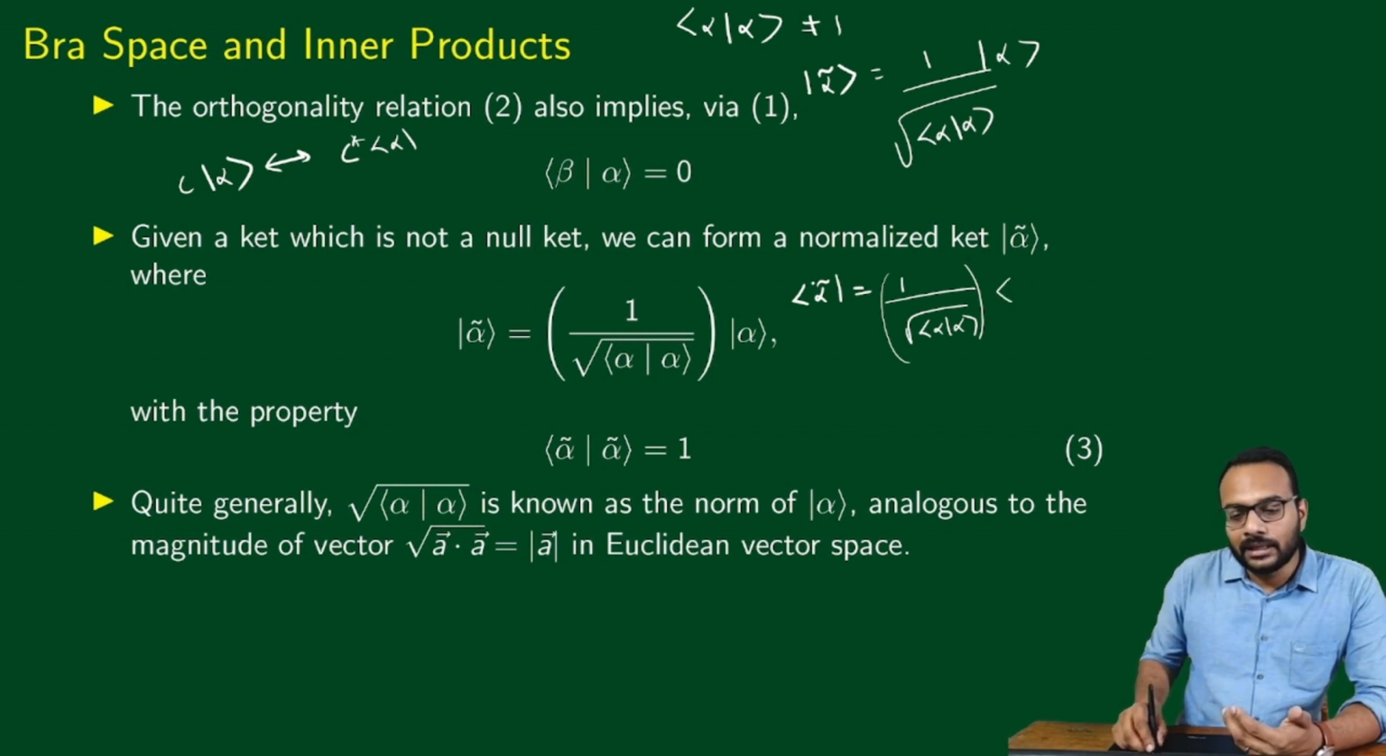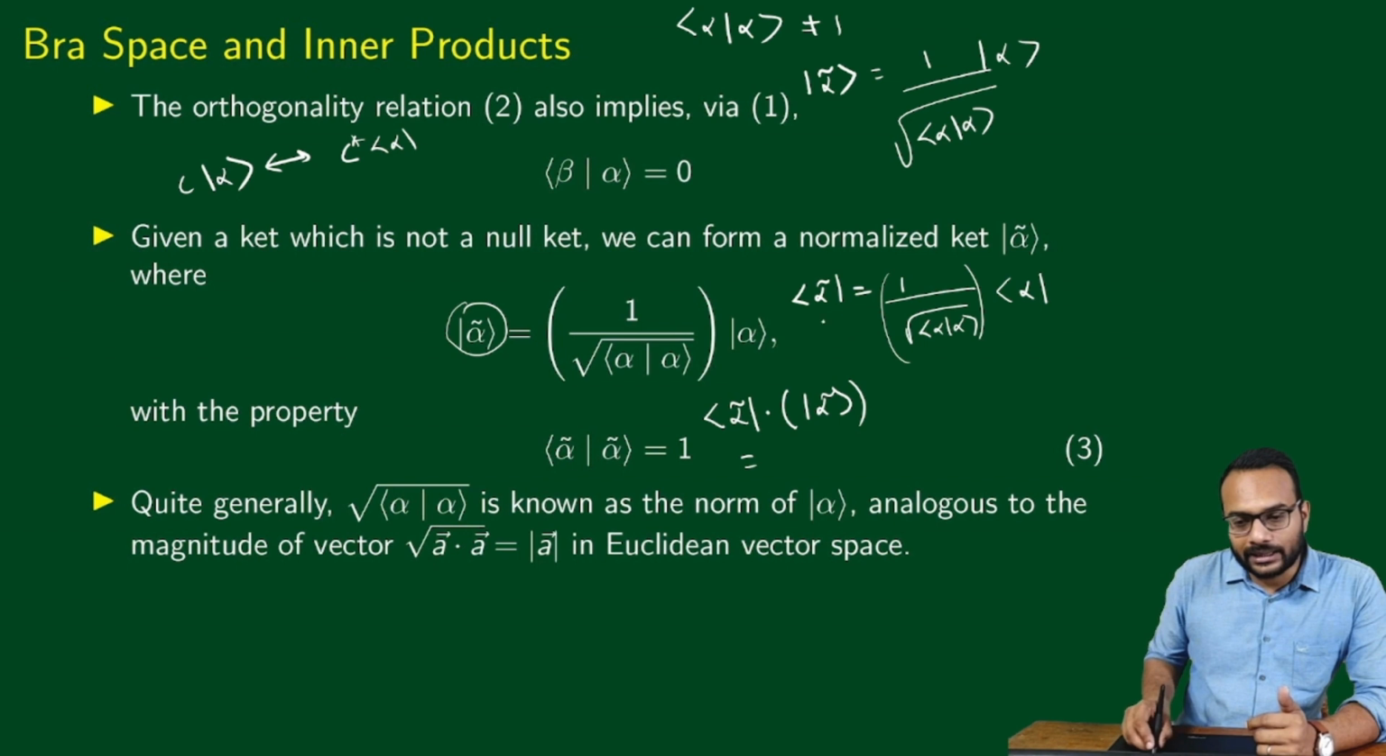So bra alpha tilde is equal to 1 by square root of bracket alpha alpha, and then bra alpha. Now ket alpha tilde is already here, so let's do this combination: bra alpha tilde multiplied by ket alpha tilde.